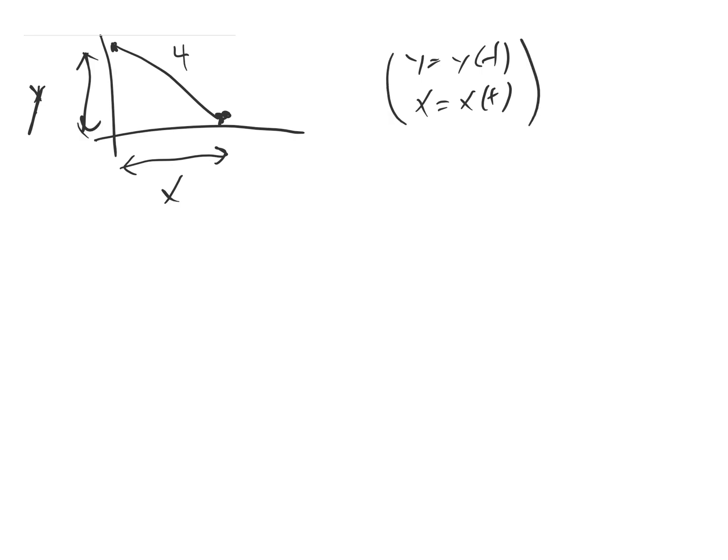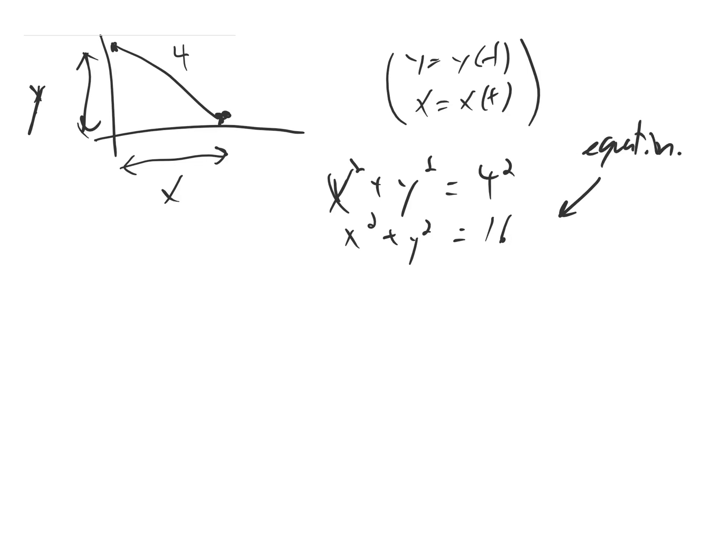And we have a relationship between these quantities, x, y, and 4, given by the Pythagorean theorem. x squared plus y squared equals 4 squared, or x squared plus y squared equals 16. So here's our equation. Next we'll take the derivative with respect to t on both sides of this equation.